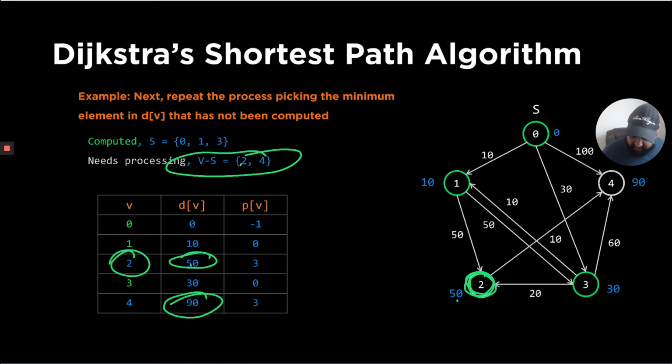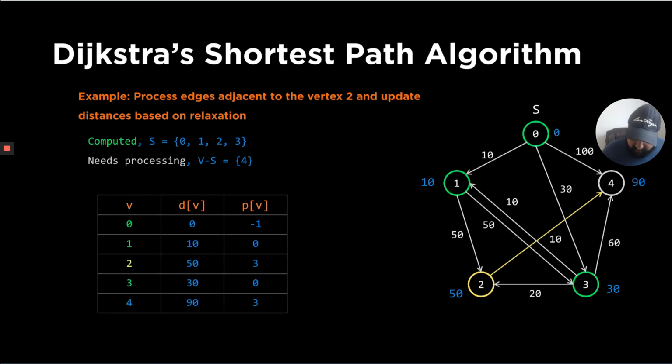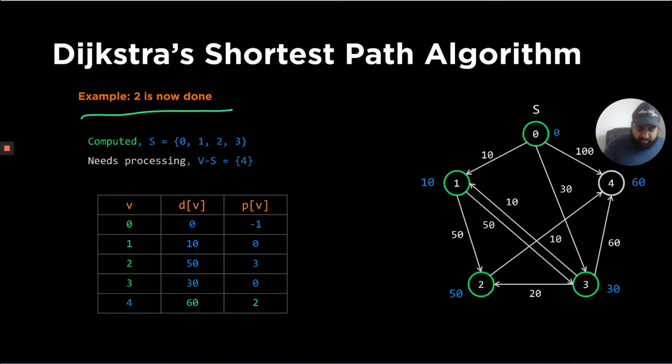We have 50. There's only one edge that is a possibility from 2. So from 2, there's only one edge right here that goes to 4. You're going to sum these numbers up, which is 50 plus 10. This is 60, and since 60 is less than 90, we are going to cut 90 and replace it with 60 in the relaxation step. So it will be 60, and we change the predecessor value from 3 to 2. Now 2 is also done, so we move that to the computed set.